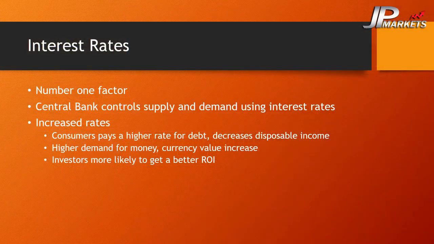Interest rates. This is the number one determining factor of the movement of a currency value. All of the economic indicators mentioned before give insight into what the central bank will do regarding interest rates. As we discussed earlier, the central bank can control the demand and supply of money by increasing or decreasing interest rates accordingly. Bear in mind that an investor would want to have or own a currency which has the highest return. An increase in interest rate means two things.